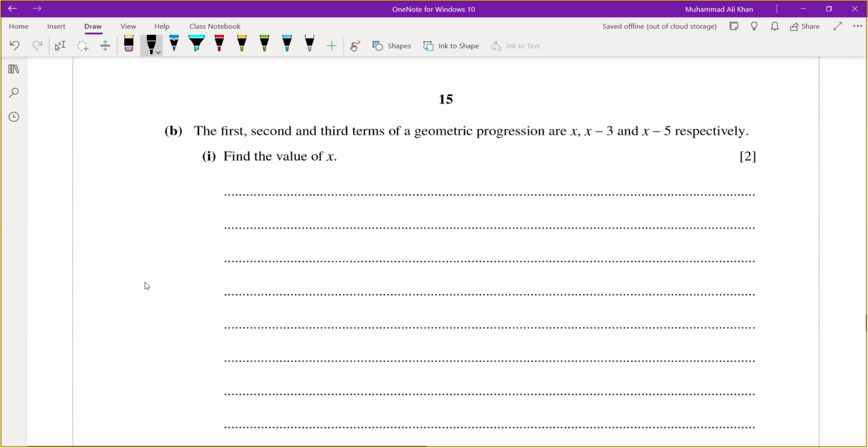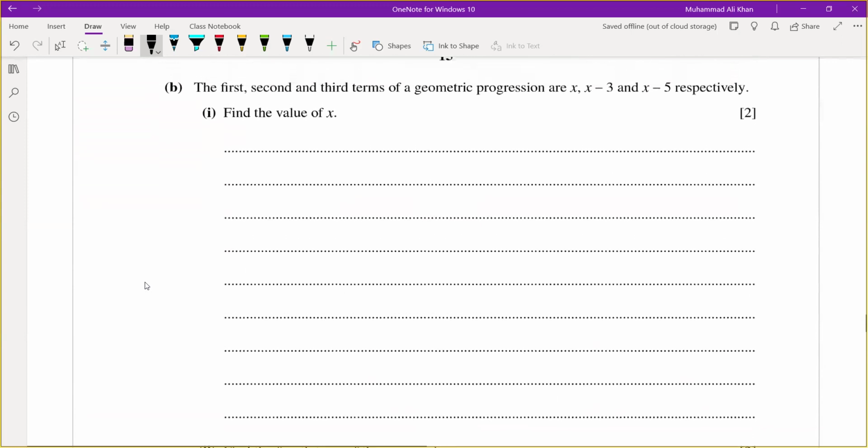Now, after that, what we have in the B part, find the first, second, and third term of geometric progression. Find the value of x. So in geometric progression, as we know that the second term divided by first term is equal to third term divided by the second term. So what is the second term here? X minus 3. First term is x. Third term is x minus 5. Second term, x minus 3.